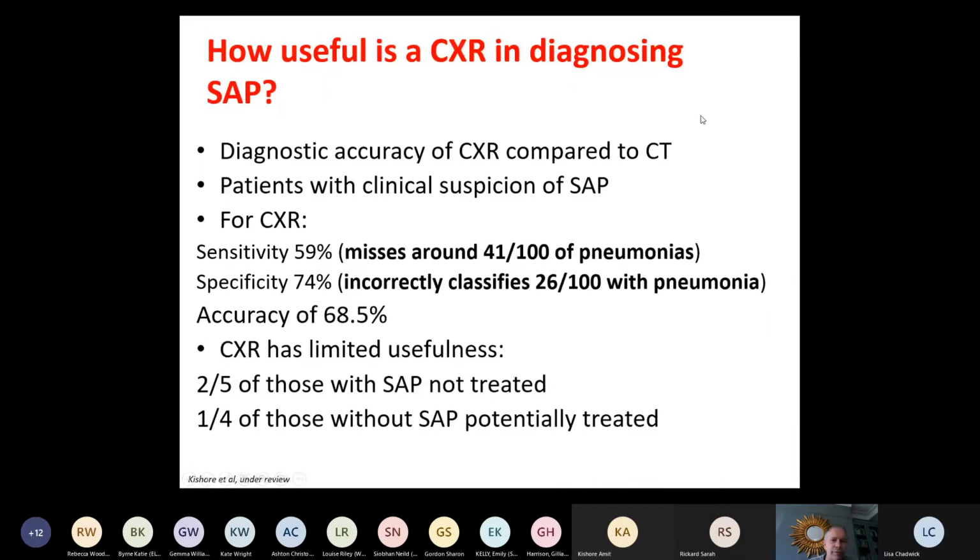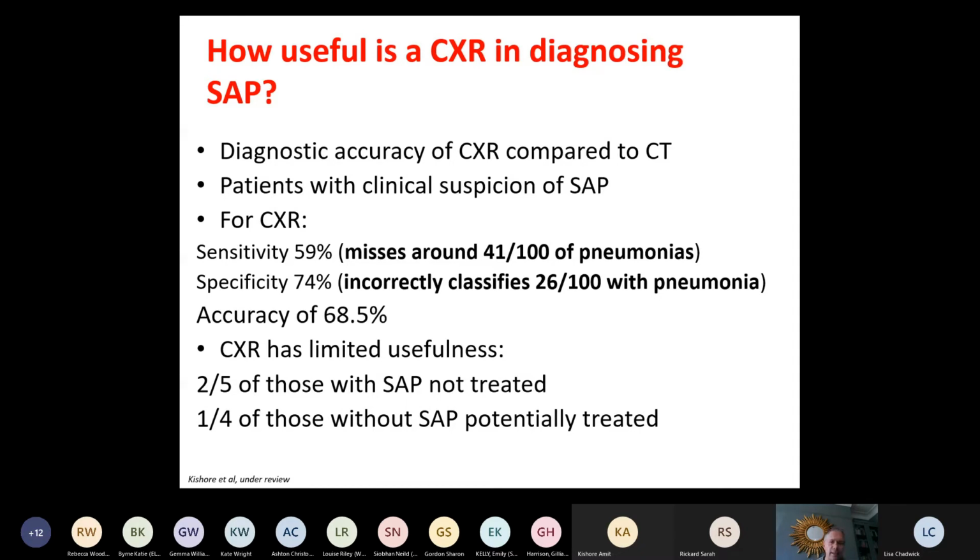So we then looked a little bit more formally at how useful a chest X-ray is in diagnosing SAP. And remember, I said that the chest X-ray is often done here in front of our eyes as pneumonia is evolving. So it's not done 2 or 3 or 4 days after symptoms started. So here we compared the chest X-ray with the pulmonary CT, where we said the pulmonary CT was the reference standard. So if there was pneumonia on the pulmonary CT, that person had pneumonia. And these were all people with clinically suspected pneumonia.